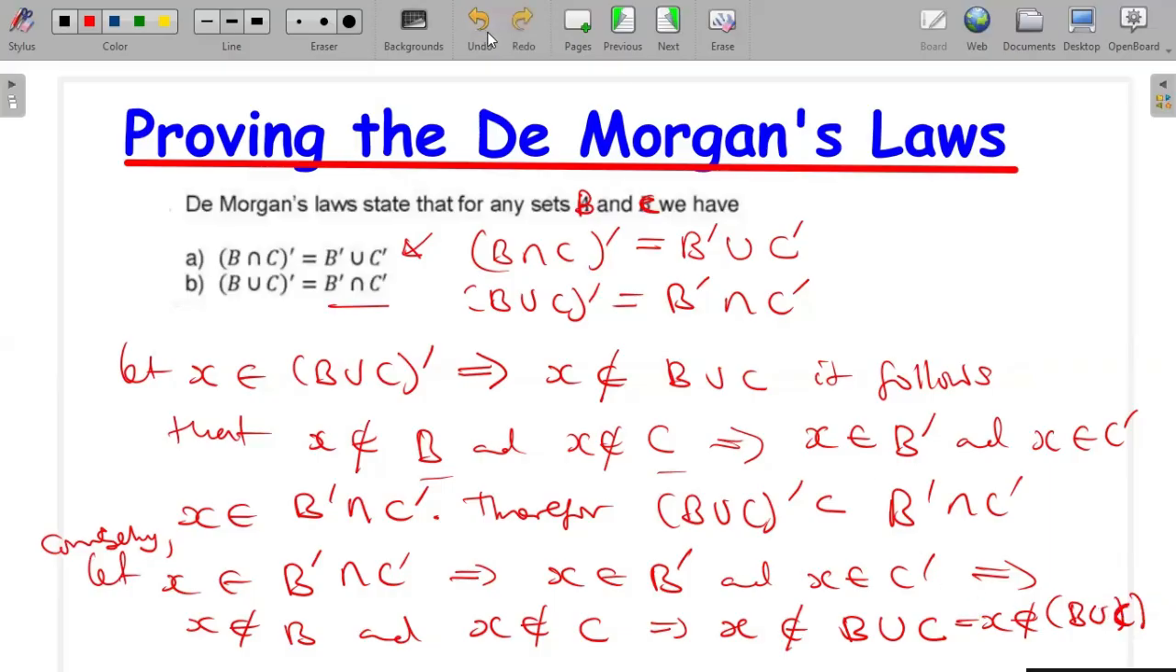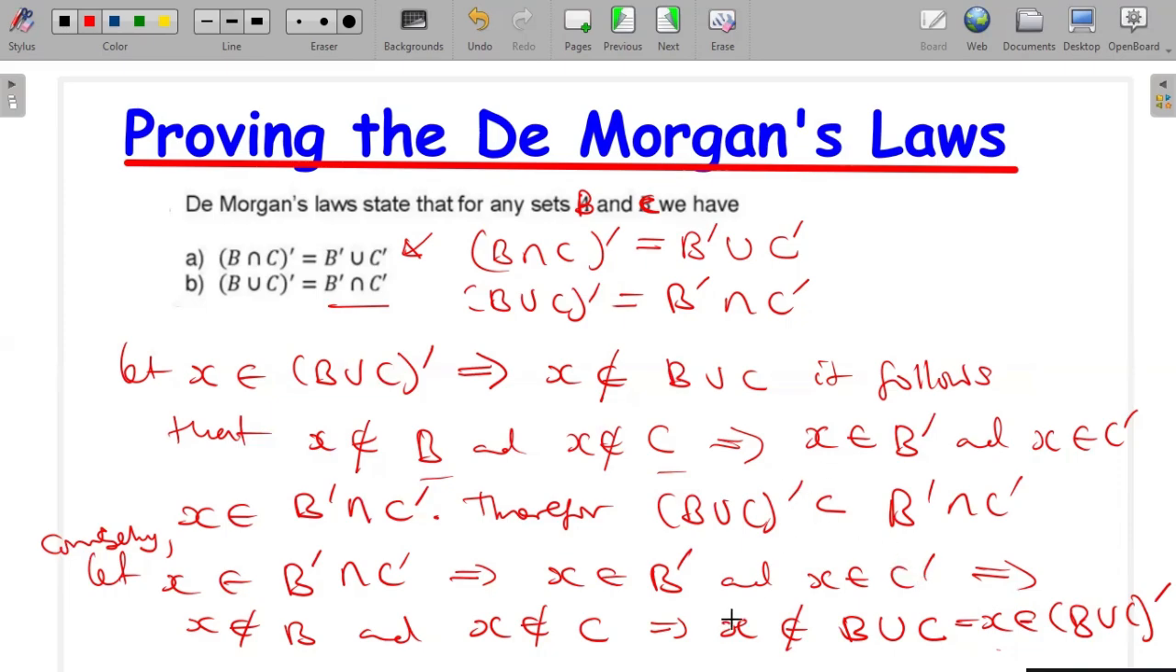I put not a member. Why am I putting not a member here? It means that X has to be a member of B union C complement. And this here is going to be the proof, and that's how you prove.